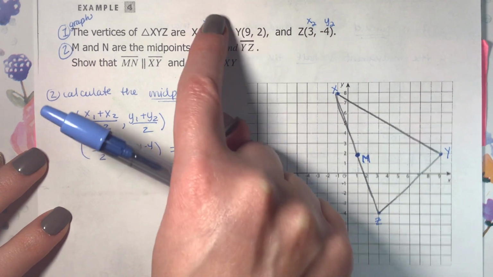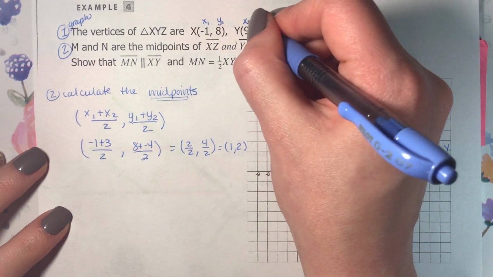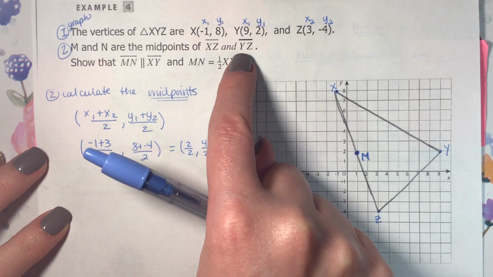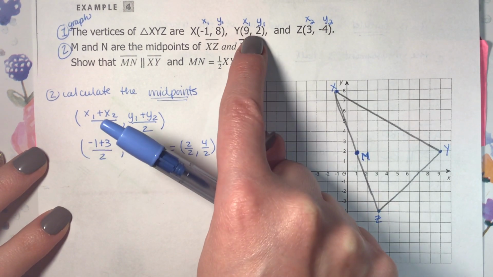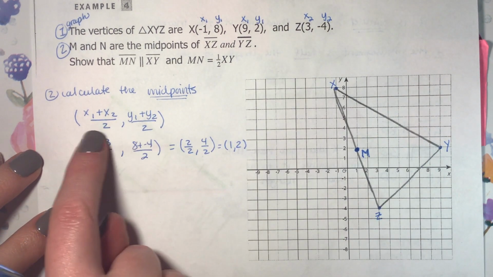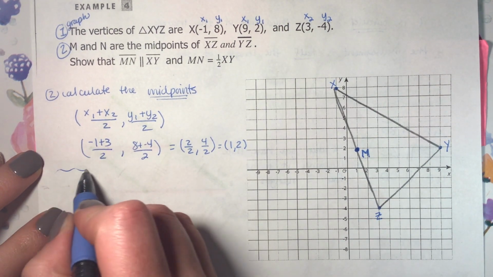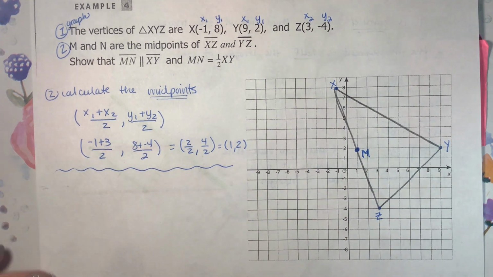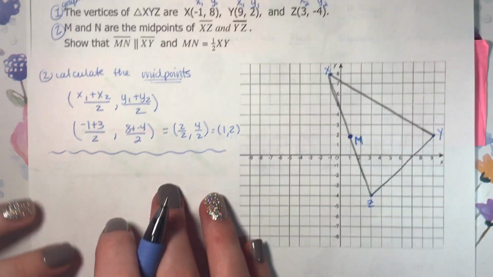Okay, so I'm just going to temporarily ignore these. I'm going to label this one X1, Y1 now. I want to figure out the midpoint between Y and Z, so I'm going to use this formula once again. I'll just draw a little squiggle so we don't get my work mixed up.